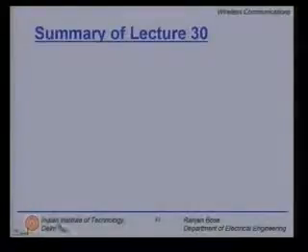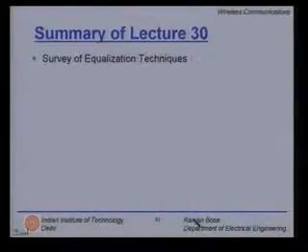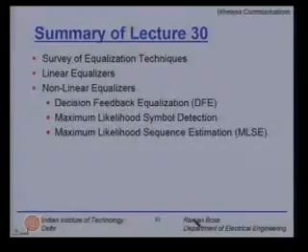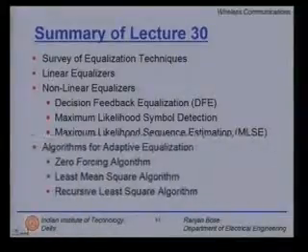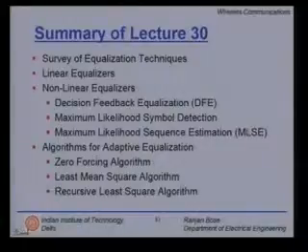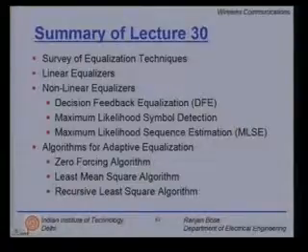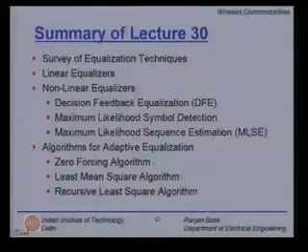So, let us now summarize today's lecture. We started off with a brief survey of equalization techniques, then we moved on to linear equalizers. We then looked at nonlinear equalizer structures and talked about the decision feedback equalizer, the maximum likelihood symbol detection, and finally the maximum likelihood sequence estimation. We also looked at 3 important algorithms for adaptive equalization: the zero forcing algorithm, the least mean square algorithm, and the recursive least square algorithm. We will conclude our talk here.